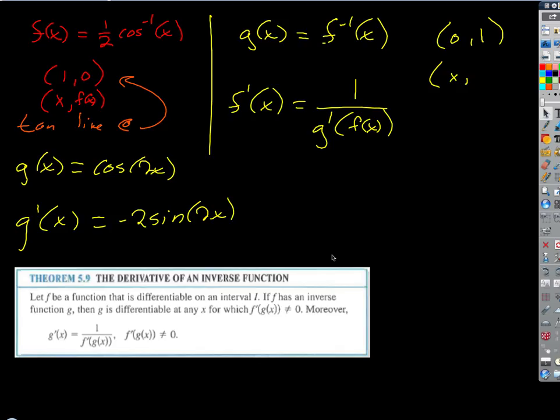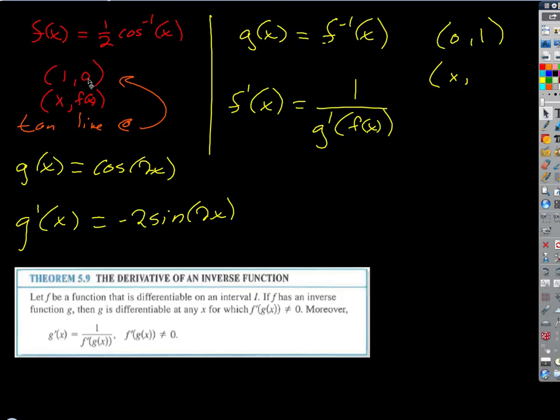In our book, they would have defined f of x as being cosine 2x, and they would have asked about the slope of the inverse function, which would have been this. The inverse function is 1/2 arc cosine of x, right? Does that make sense? So theirs looks like g prime of x equals 1 over f prime of g of x, but ours is going to look like f prime of x equals 1 over g prime of f of x, right? So what's f of x?